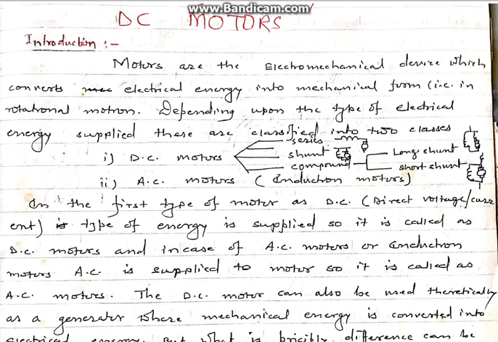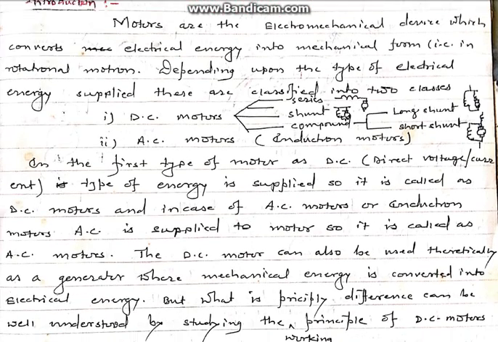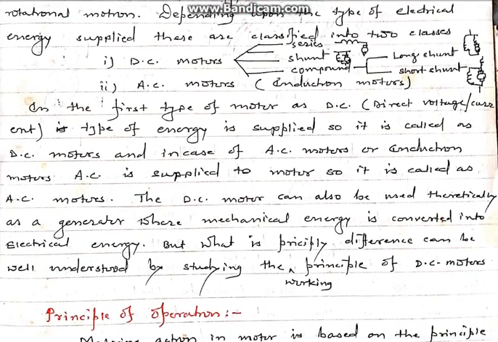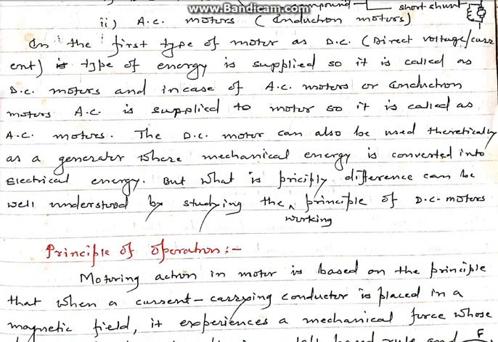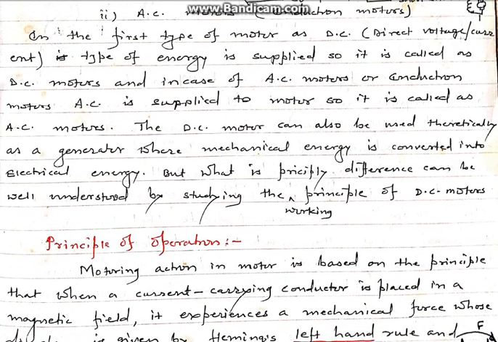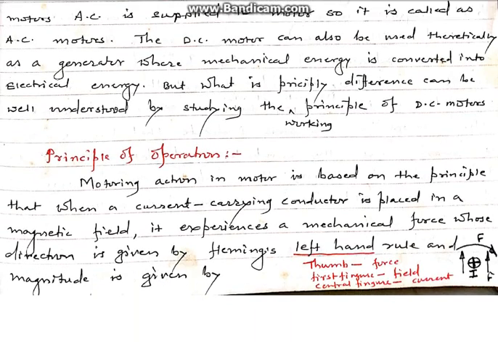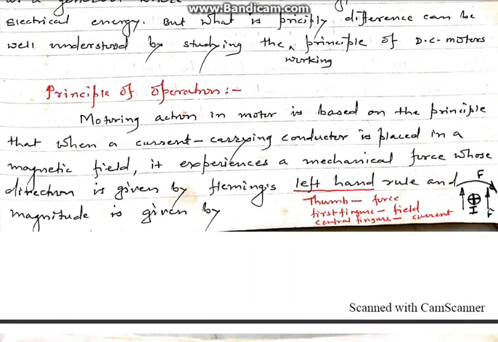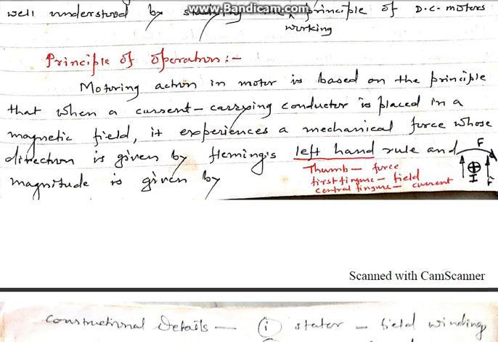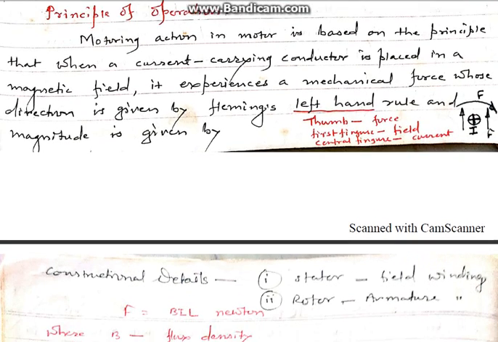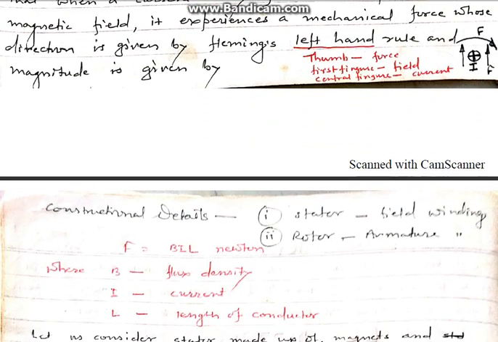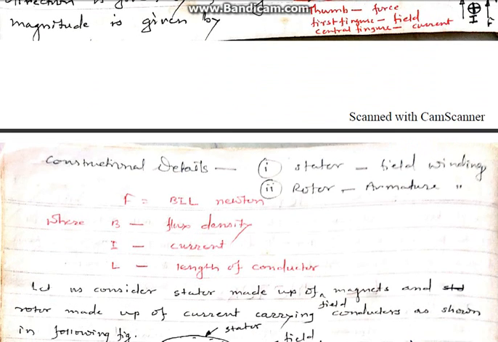a force, and that force acting on the conductor is directly proportional to the current flowing through the conductor and directly proportional to the length of the conductor. Also, it is directly proportional to the flux density, and the direction of force acting on the conductor is given by Fleming's left hand rule.